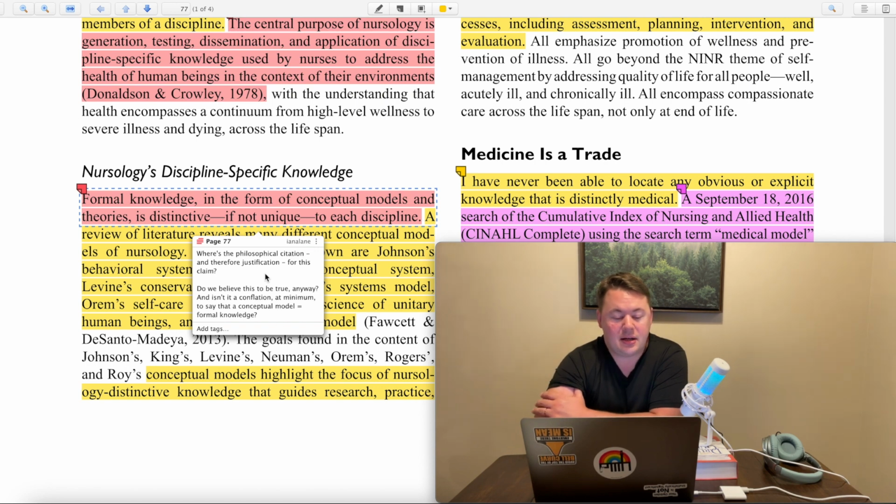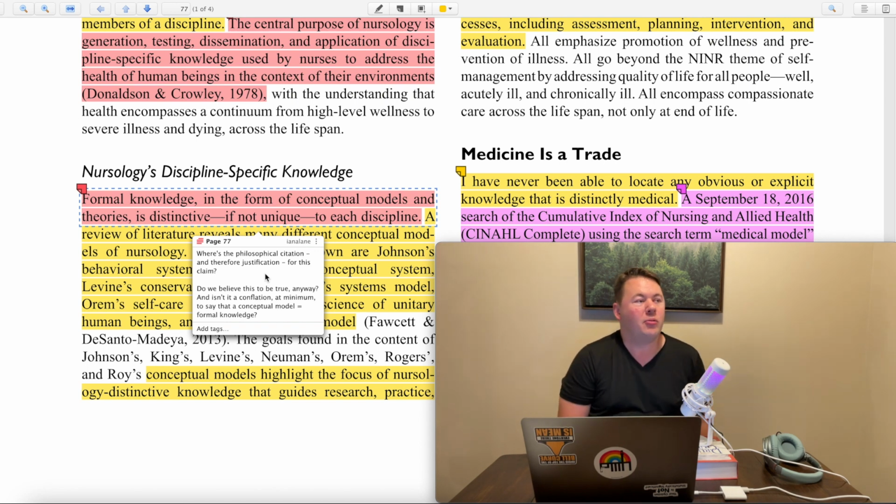What I would say, too, is that I don't know that I believe that formal knowledge can be conflated with theories that are distinctive of a discipline or conceptual models, which is part of the claim here, that formal knowledge in the form of conceptual models and theories is distinctive. What she's saying is that conceptual models are equivalent with formal knowledge. But there are plenty of philosophers of science who would argue that, no, your conceptual model isn't knowledge, because you might believe it and you might be justified in believing it, but it might not be true. And if you're a Popperian, you might say it can never be proven true. You can only prove it false.